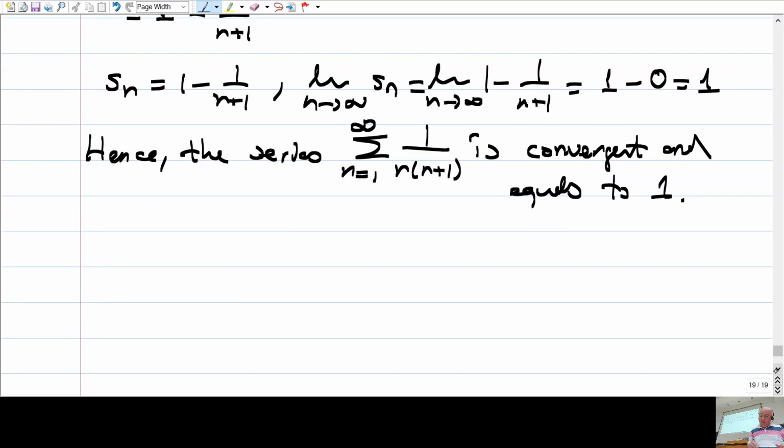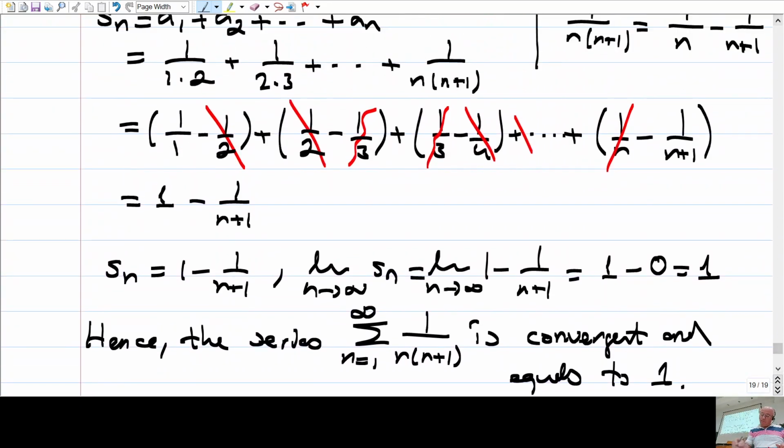This is why it is called a telescoping series. You have terms that cancel each other, right? Like a telescopic antenna, right? It has parts, and one part goes inside the other one. It gets smaller and smaller when you squeeze it. It is like this one, right? All the middle terms cancel, and you have only the first and last term left. Okay, so this is the telescoping series.